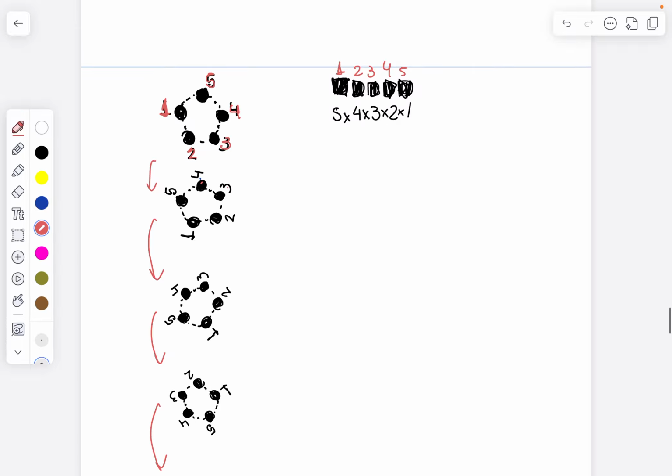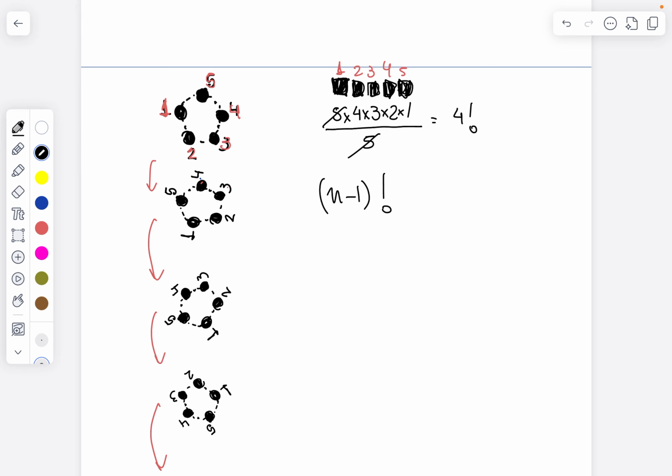So that's where the formula came from, right? We would have 5 times 4 times 3 times 2 times 1, but all of these options have to be divided by 5 because 5 options are actually collapsed into 1, okay? And then the 5 cancels. This is 4 factorial, where the formula n minus 1 factorial comes in, okay?